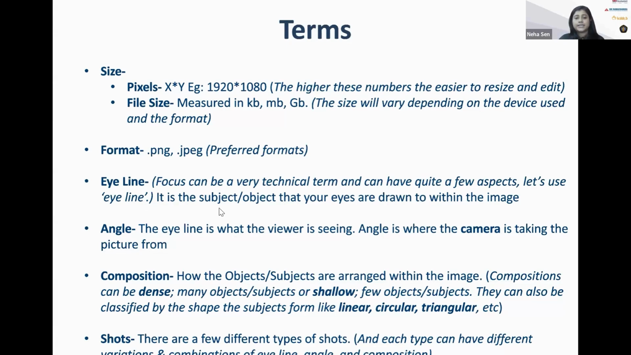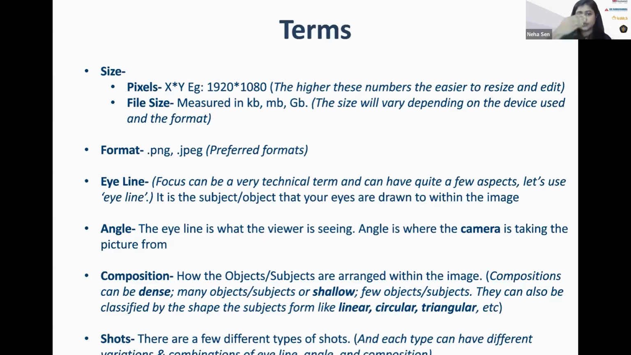Eyeline. Eyeline is essentially where your eyes are being drawn to in the image. Like if you're looking at me right now, I'm the person who is drawing your eyeline, or the screen is drawing your eyeline. Where is the viewer looking in the image? That's eyeline. Angle is where the camera is taking the image.